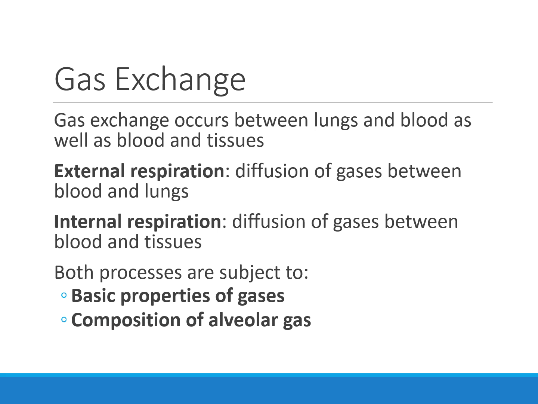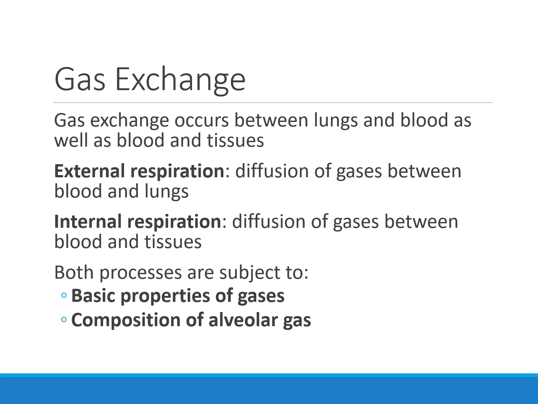So let's talk about gas exchange for just a few minutes. Gas exchange is what happens between the lungs and the blood and the tissues. We talked about gas exchange when we talked about the capillaries, and we're dealing with capillaries here. Capillaries are surrounding the alveoli, and we're dealing with capillaries down at the tissues. That's where we're exchanging. So external respiration is what happens between the lungs and the blood.